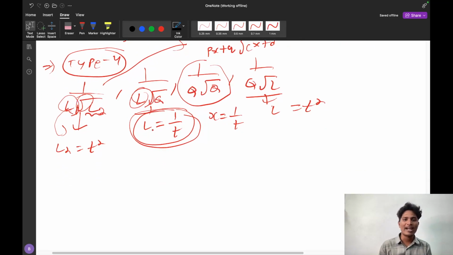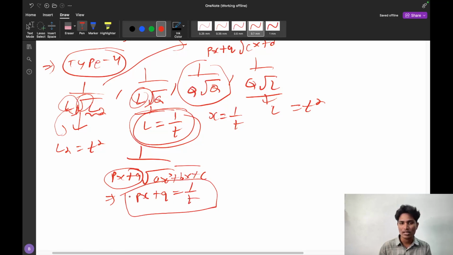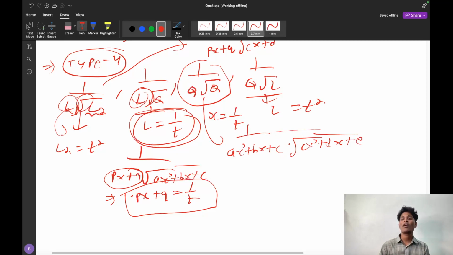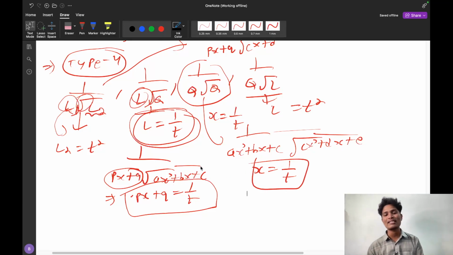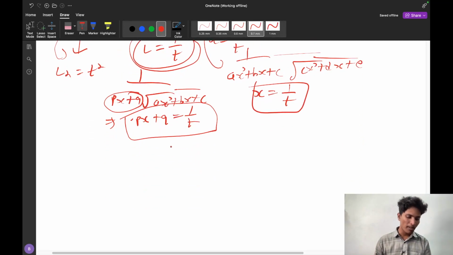Suppose if I write in the actual format, that is 1 by px plus q root of ax square plus bx plus c. Suppose this is a format, what we have to do? We have to take this linear and substitute 1 by t. But in this case, 1 by ax square plus bx plus c root cx plus d, if this is a format, we have to substitute x is equal to 1 by t. Here x we are substituting, here entire linear is substituting as 1 by t. So this is type 4 problems, type 4 formats.